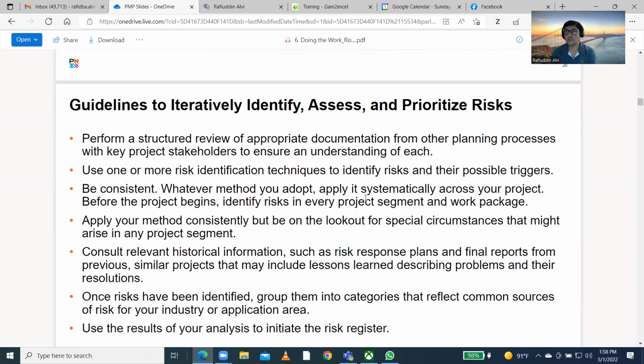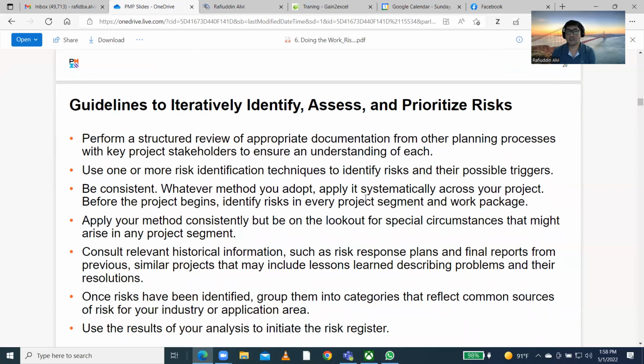Be consistent, meaning you always need to continuously take some actions. Whatever method you adopt, apply it systematically across your project, meaning all the project areas you need to consider: initiation, planning, monitoring and controlling, and then closing. Everything needs to be uniformly addressed. Before the project begins, identify the risk in every project segment and work package. Apply your method consistently, but be on the lookout for special circumstances. Some circumstances may occur which are unexpected, so always prepare for that also.